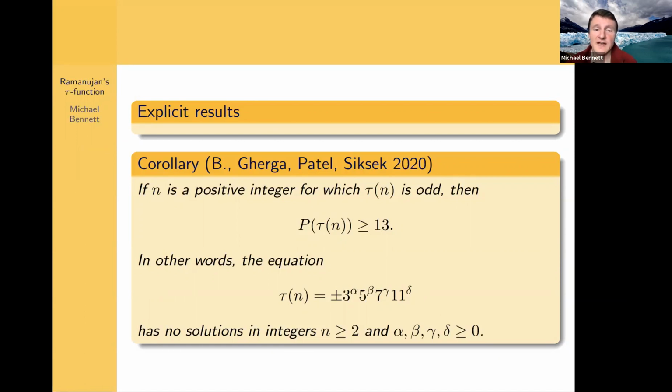Then here we can essentially solve the equation tau of n is plus or minus a power of 3, 5, 7, 11, that sort of thing, and show that there are no solutions at all to that. So this takes care of quite a few of the special cases. The earlier work of Balakrishnan and Ono and co-authors, this machinery can handle those cases, but we're interested a little bit more in these non-archimedean versions.